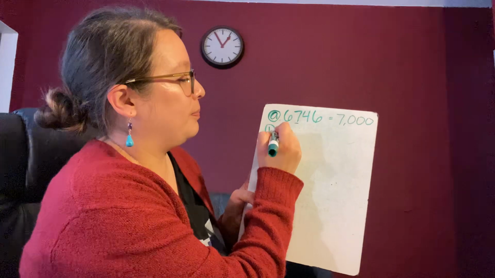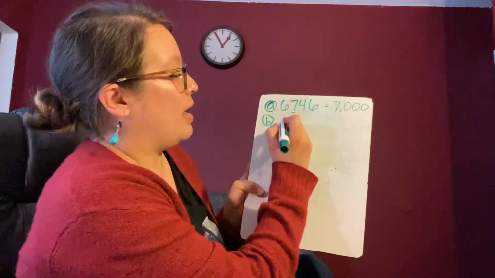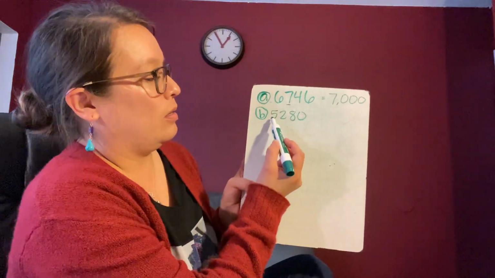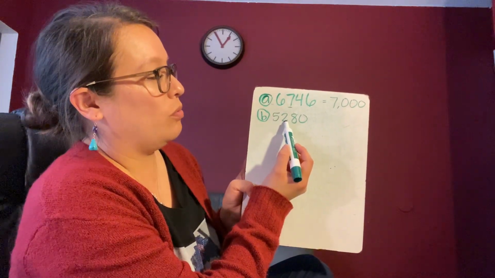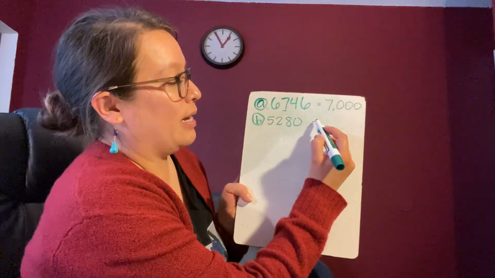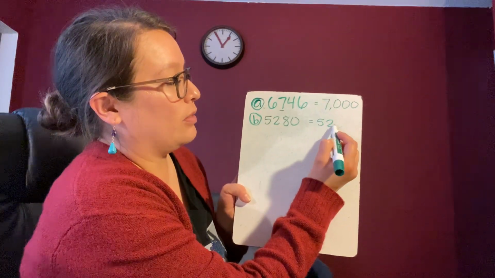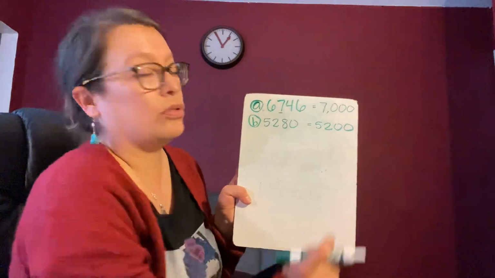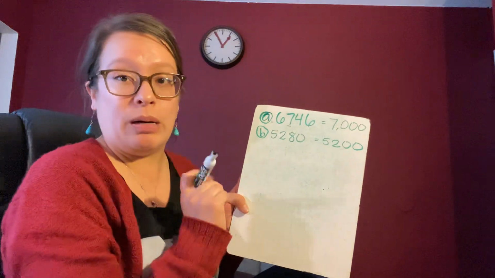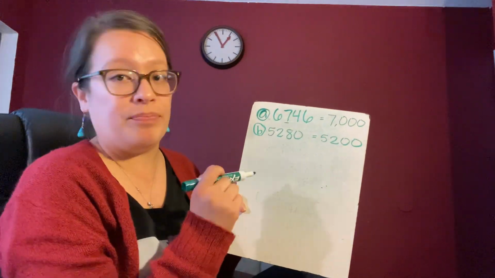Letter B, 5,280. Here's 1,000, but we look at the 2. It means 4 or lower. So all of this stays the same, 5,000, but these 2 turn into zeros. Again, if you're having trouble, do the number line. That would be very helpful for you if you're having trouble with this one.